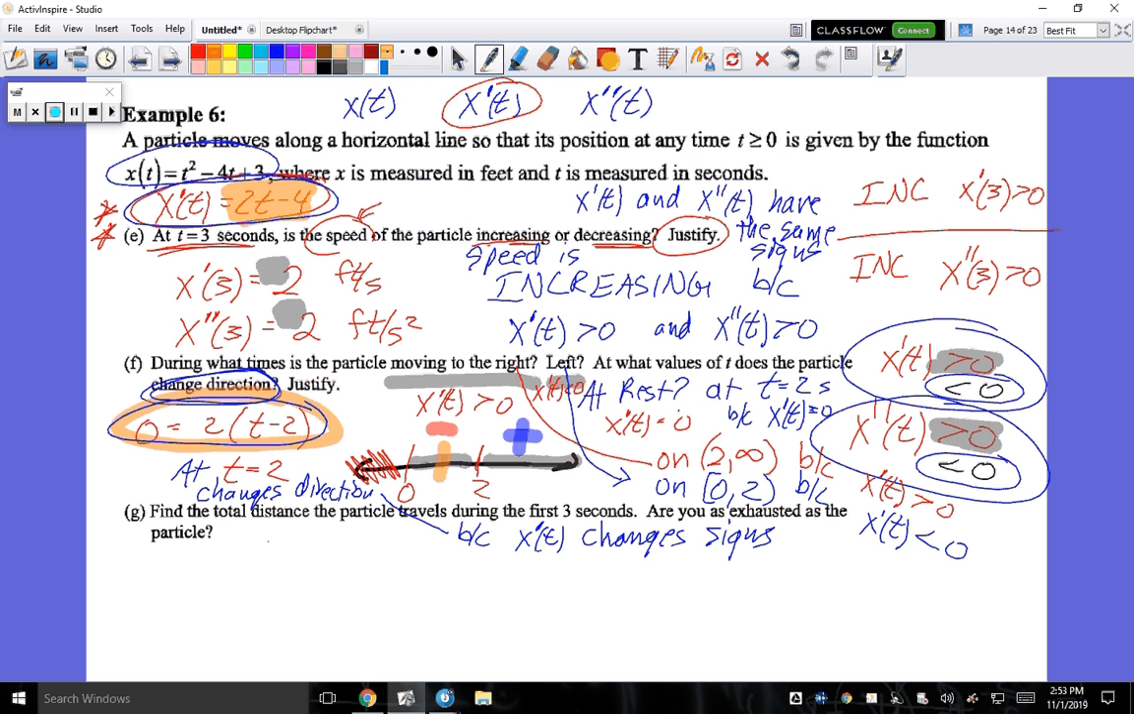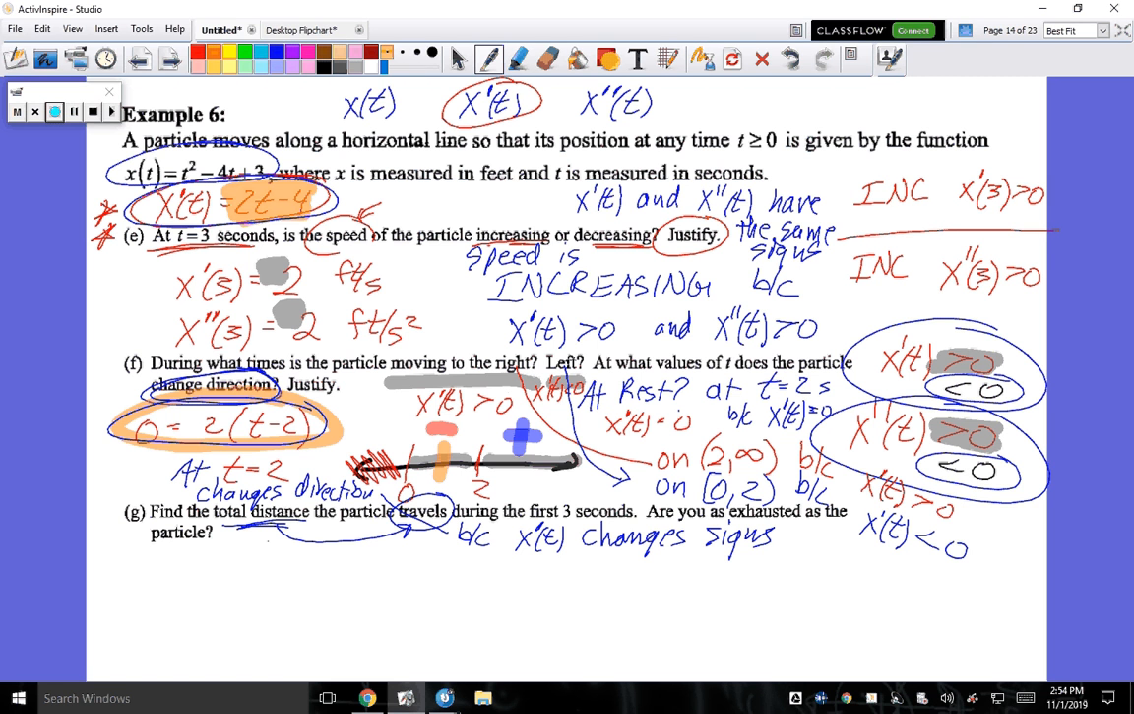The last thing that we have, what time do we leave? 3 or 4. Okay, good, perfect timing. The last thing that we have is find the total distance the particle traveled during the first 3 seconds. And then, that's funny. Are you as exhausted as the particle? These are hefty problems. There's a lot of justification.